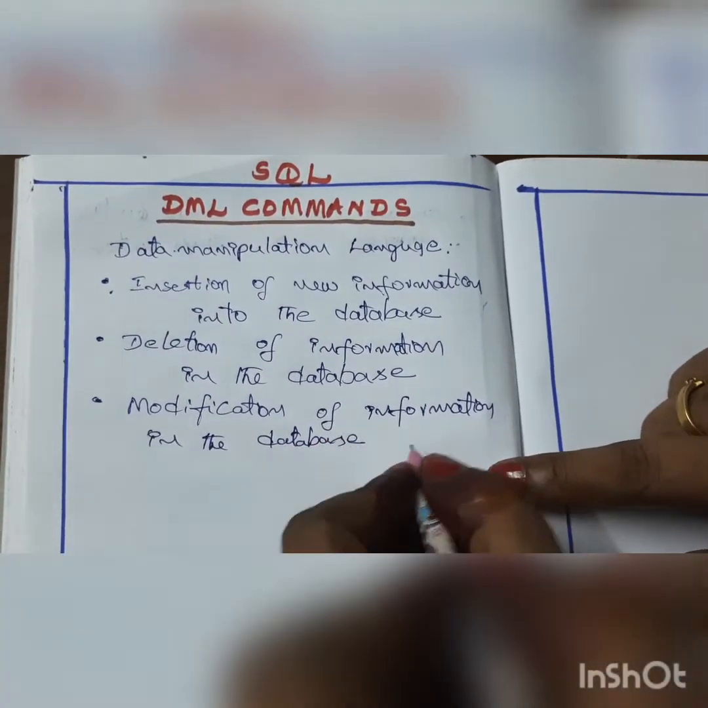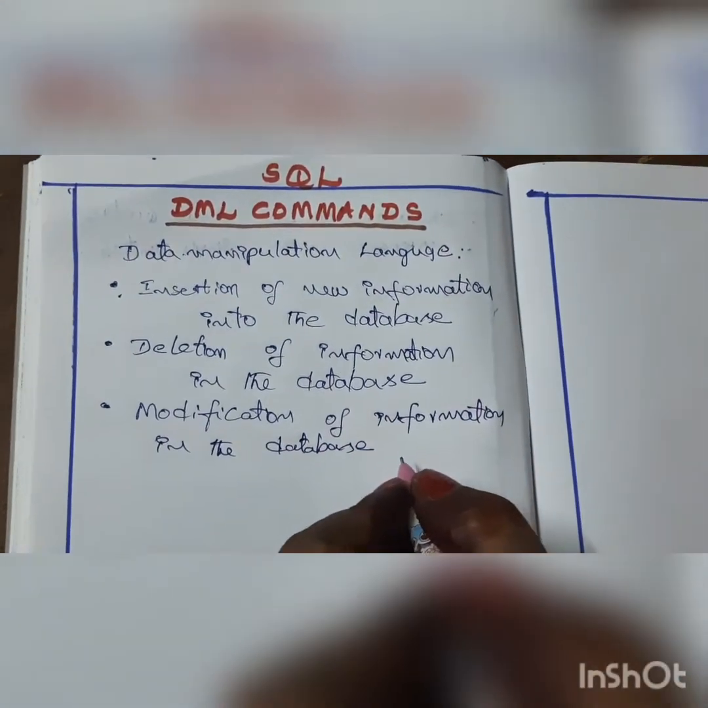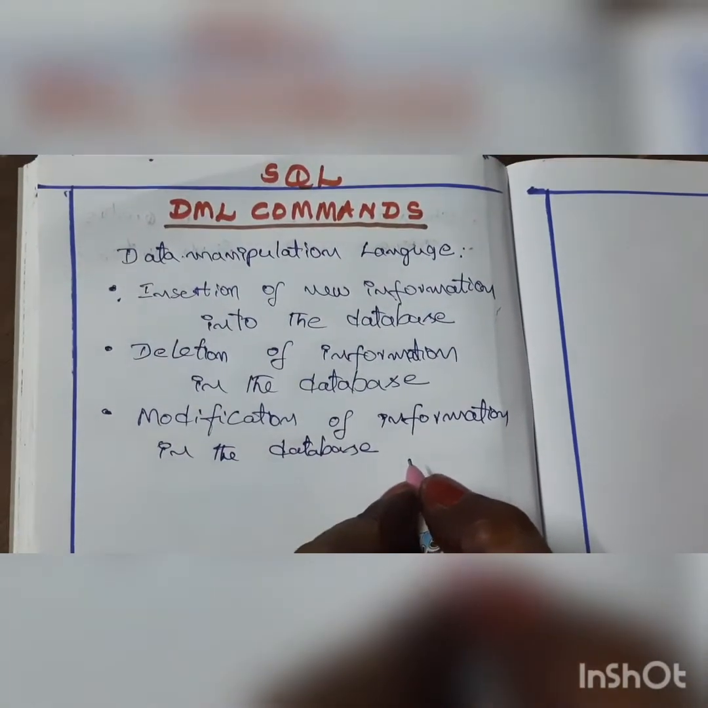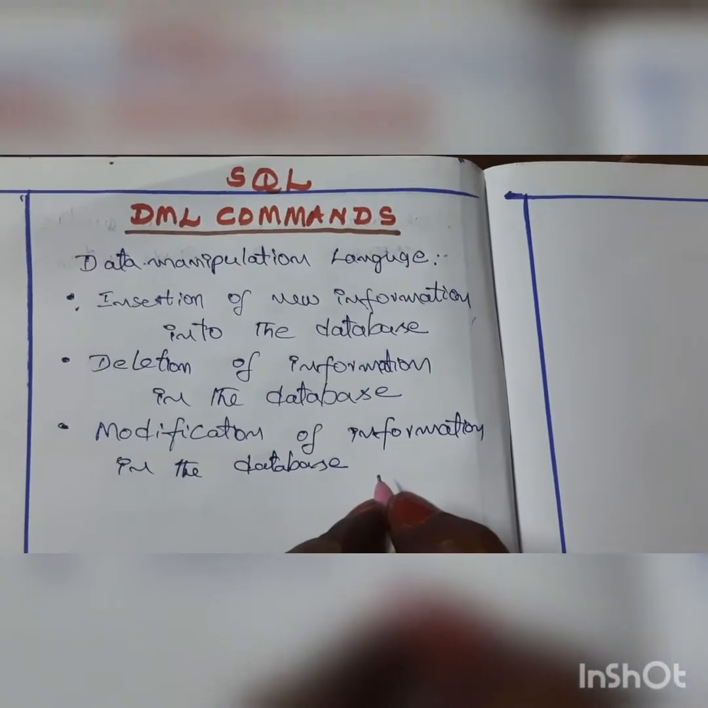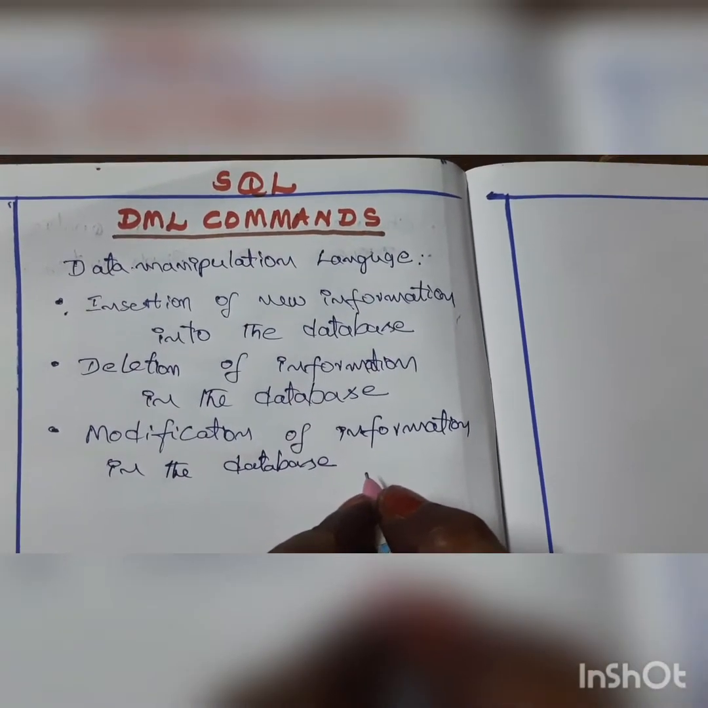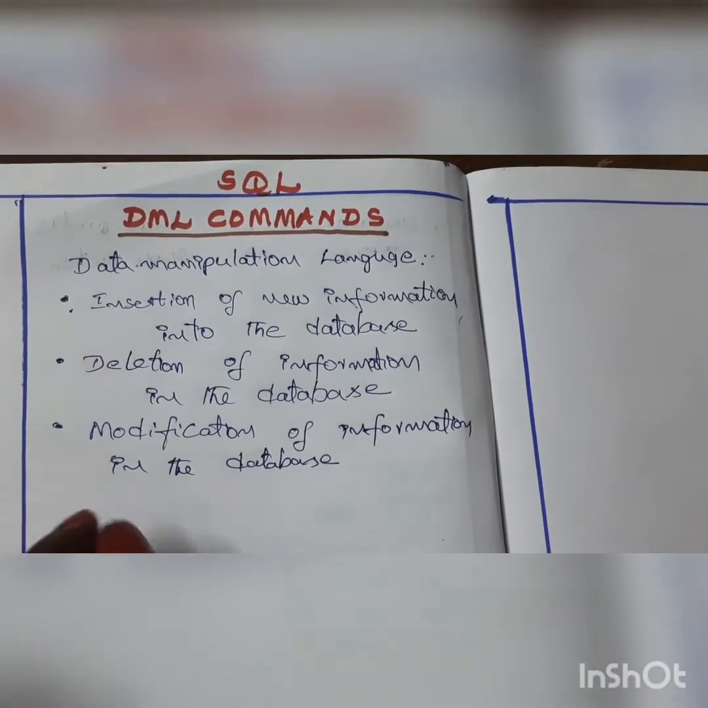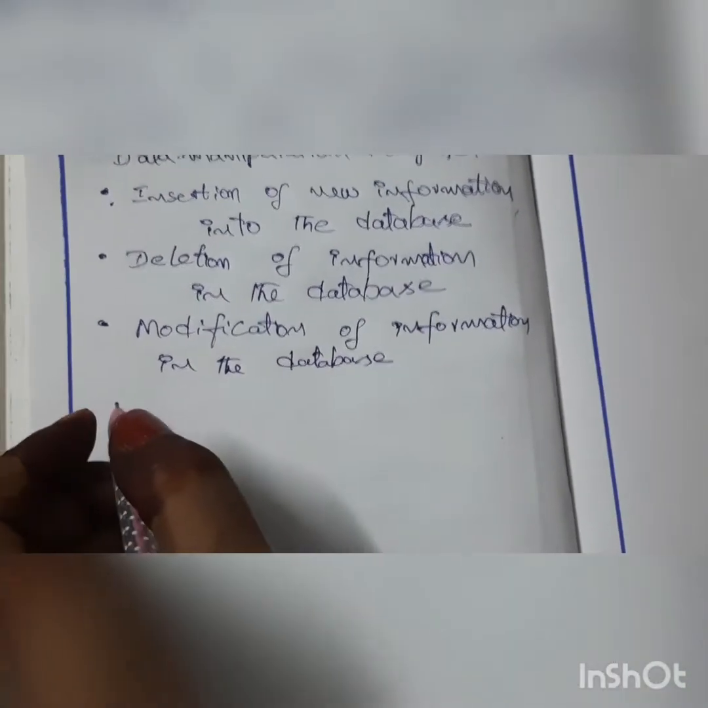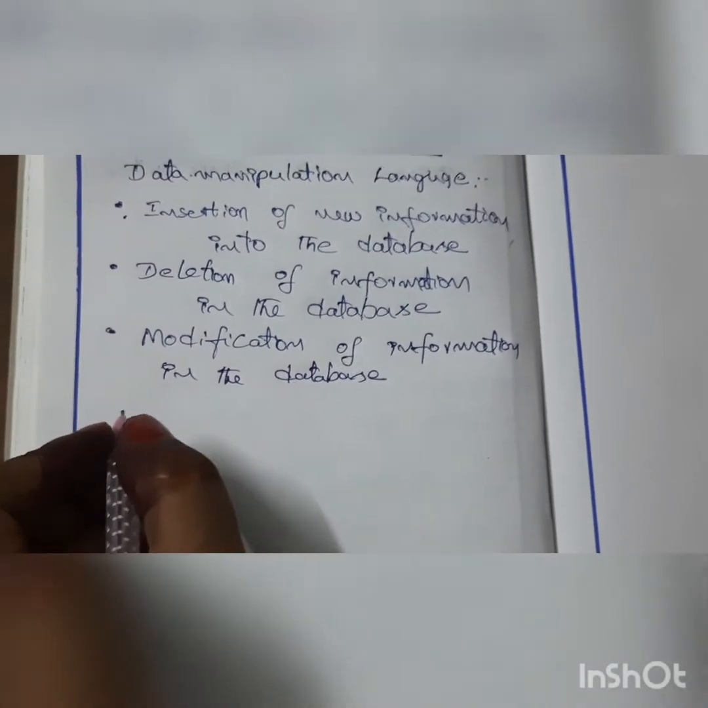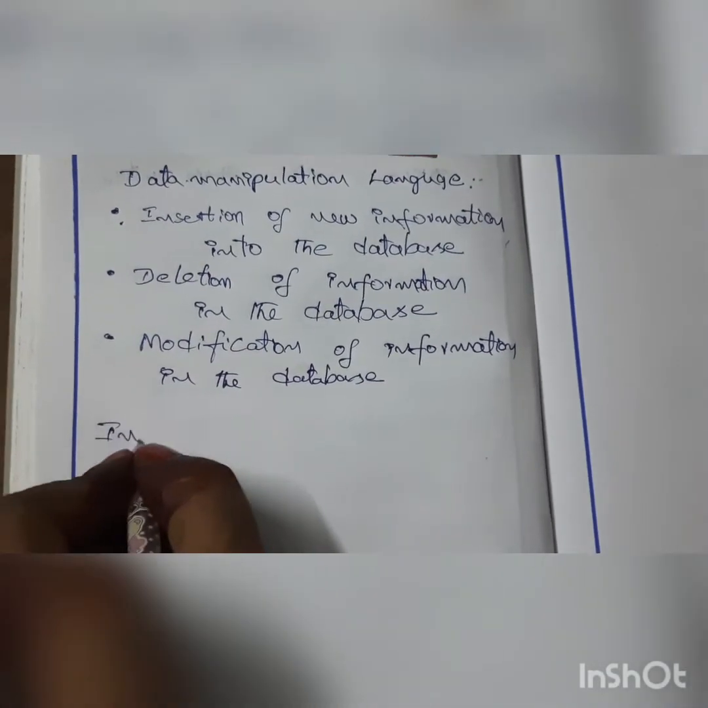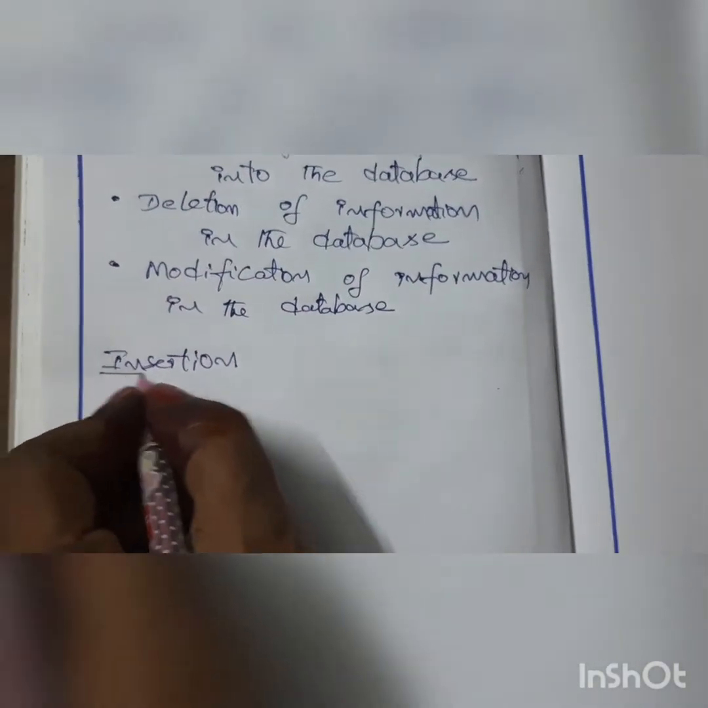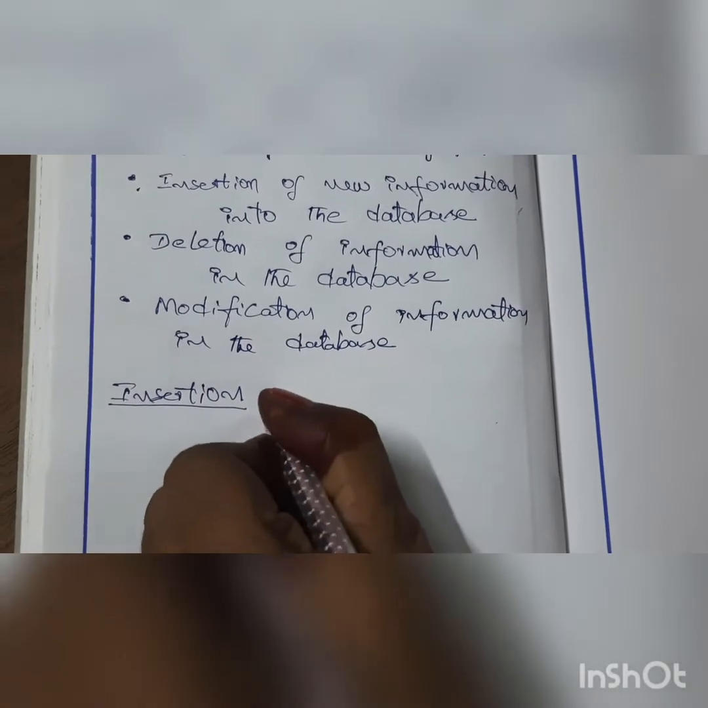So, DML is a language used to insert, delete and modify database information. DML commands are not auto-committed. First one, inserting new information into the database. The insert command: how to insert data into a database.